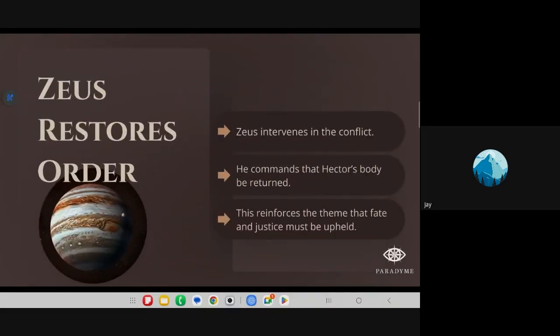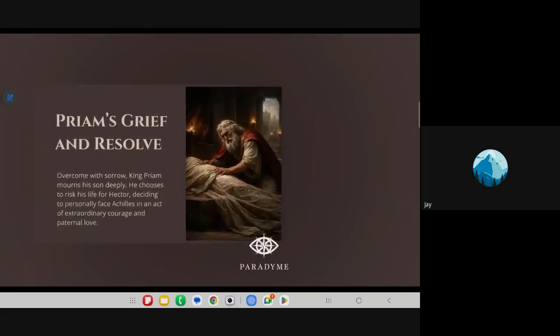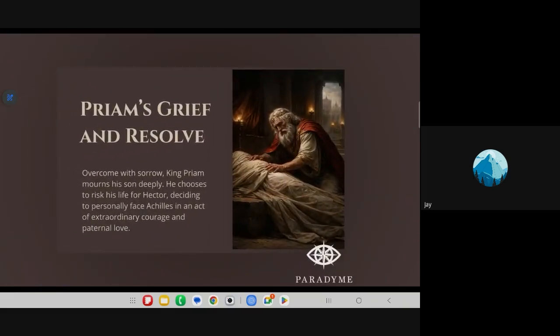Zeus restores order. Zeus intervenes in the conflict. He commands that Hector's body be returned. This reinforces the theme that fate and justice must be upheld. Overcome with sorrow, King Priam mourns his son deeply. He chooses to risk his life for Hector, deciding to personally face Achilles in an act of extraordinary courage and paternal love.